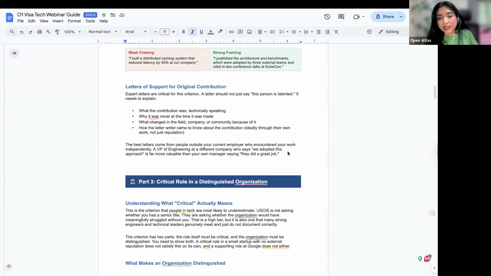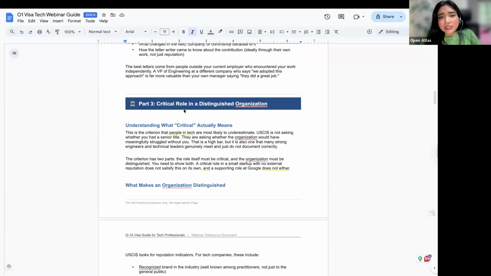So I have a company and this is fine, but somebody from another company comes and says, hey, whatever she has built, we have adopted it. It makes more sense because it's out of the company or the employer, somebody else is seeing your work and adopting it. It is far more valuable than your own manager saying they did a great job.